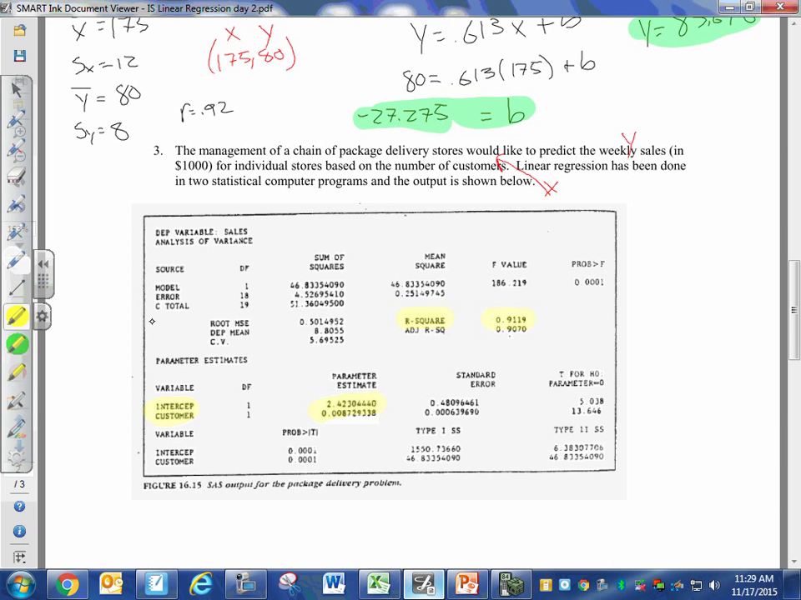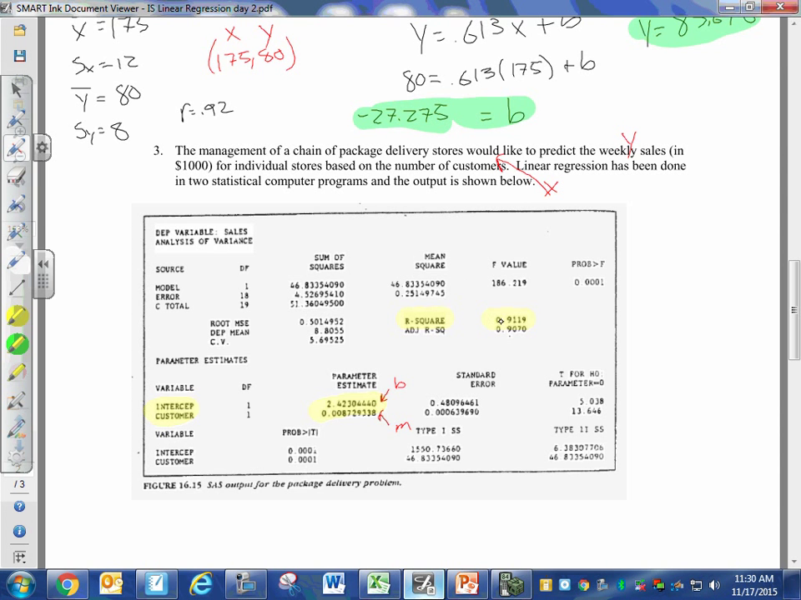Okay, we got the r squared, and then we have what was called the intercept and customer. Well, we talked about the customers as being the x, right? Well, this is going to be the value next to x. This will be our slope, m. And the intercept, well, that's our y-intercept. That's when our x is 0. This would be our b.